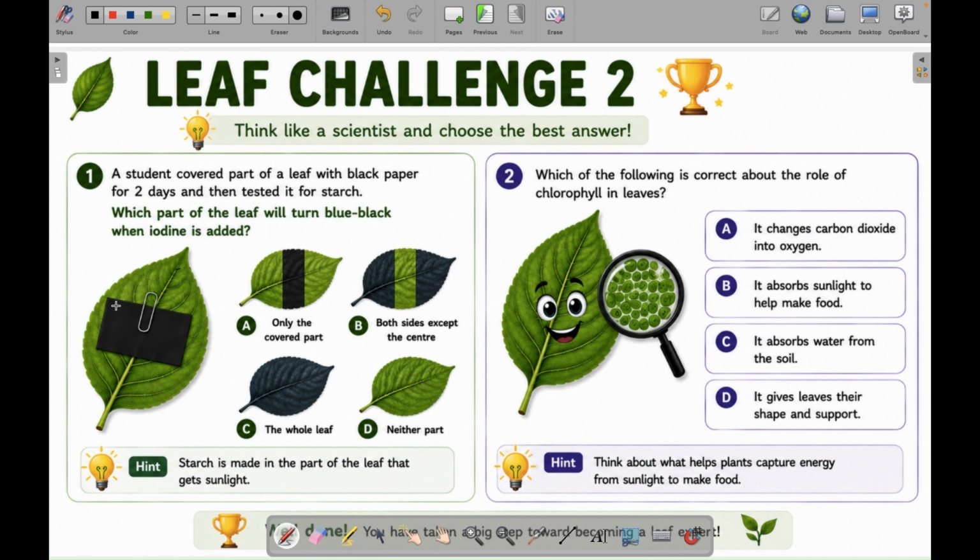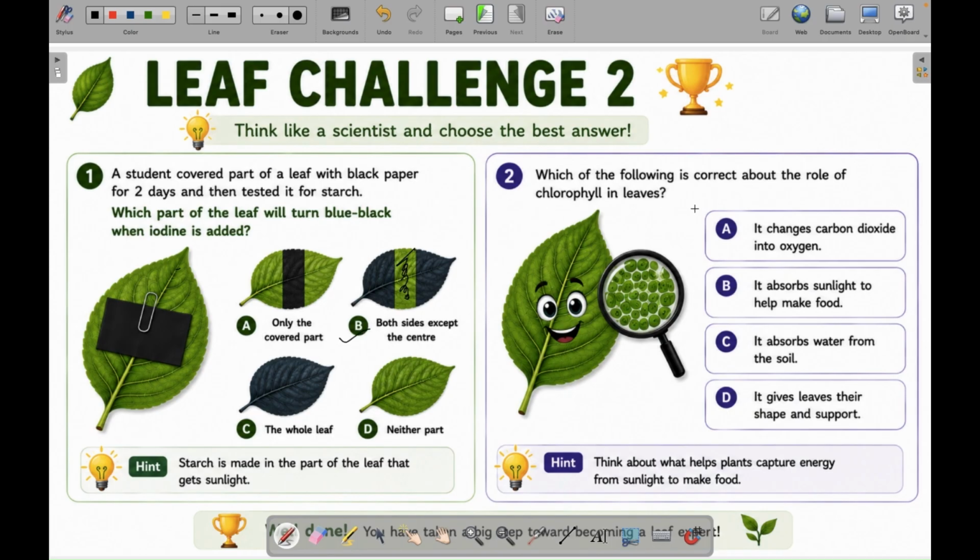Right. So we know that this part is shaded, or covered. So it cannot absorb sunlight. Why? Because chlorophyll must be exposed to sunlight for it to absorb. Okay. So that is why this portion will not be able to prepare food. However, these two portions will be able to prepare food because they are exposed directly to sunlight. Right. So if you look at this figure, this will remain as it is. It will not change color because food was not prepared here. The remaining two portions will turn blue-black because starch is present. So B is the correct answer.